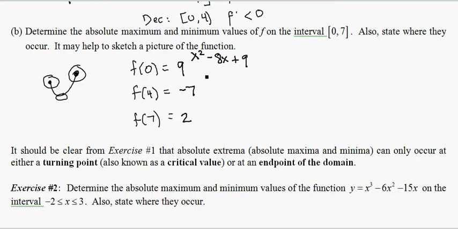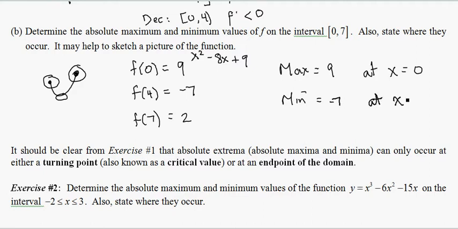So it's pretty clear that our maximum value is equal to 9 at x equals 0. And our minimum value is equal to negative 7 at x equals 4.